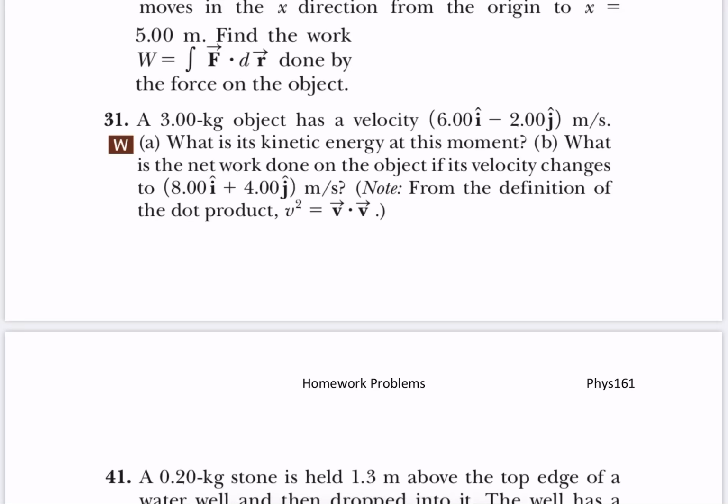Here we have problem number 31. We have a 3 kilogram object with velocity given in terms of the vector, in meters per second. Now, what is the kinetic energy at this moment in part A? And in part B, we have to find what is the net work done on the object if its velocity changes to 8i plus 4j meters per second.